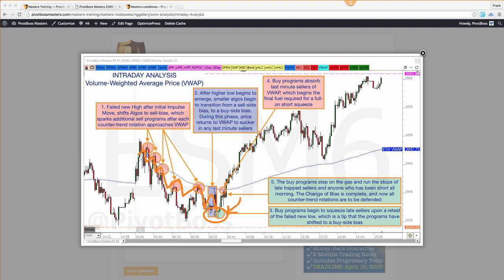And so right here, this sell program comes down, you get a failed new low, and at this point is when they begin to shift bias. So it's not here when the stops come out where the change of bias has occurred. That's the completion of the changeover of bias. This is now when it's full on in effect. It starts here, and then they get them up a little bit to fuel up a little bit more, and then right here is where they really begin to squeeze.